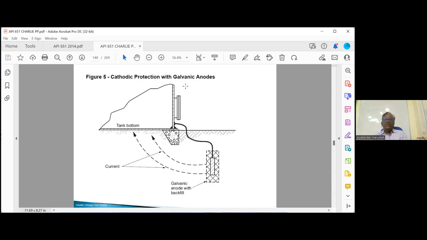And this is how we are using the galvanic anode. There will be an anode, there will be a wire connection. The electrons flow from the anode to the tank bottom. So the anode will corrode and the tank will be protected. I told you it is only used for a smaller tank.